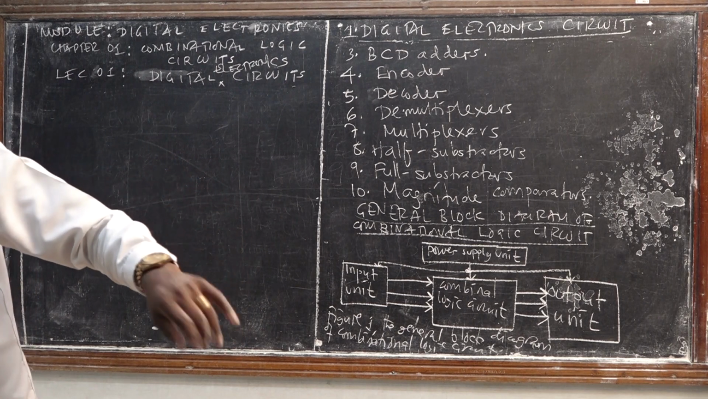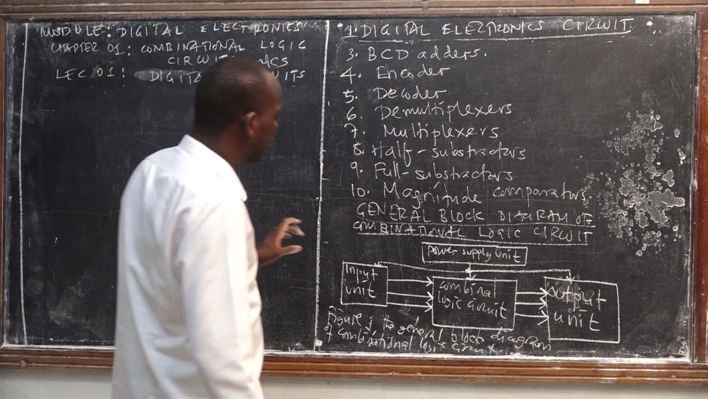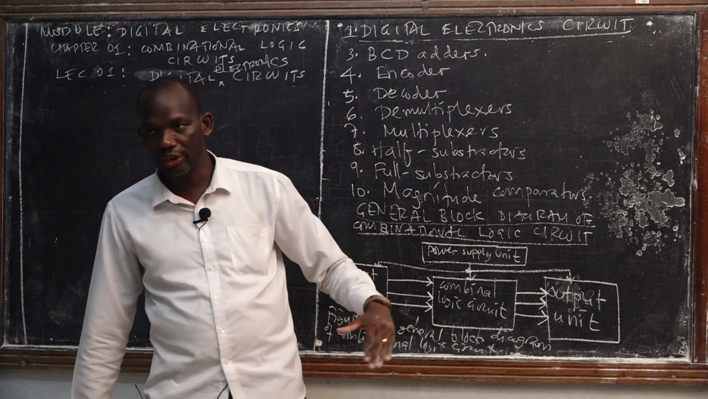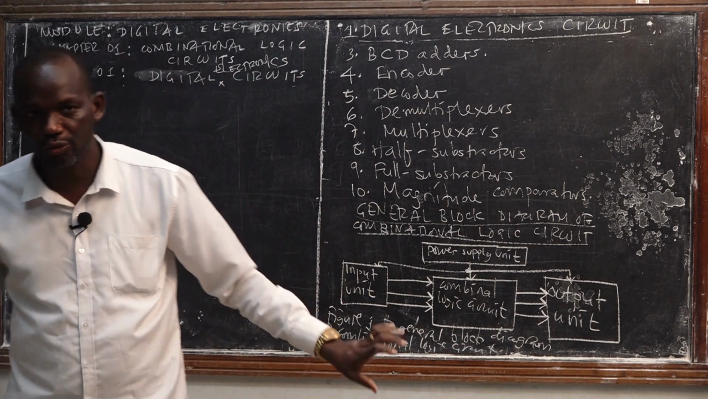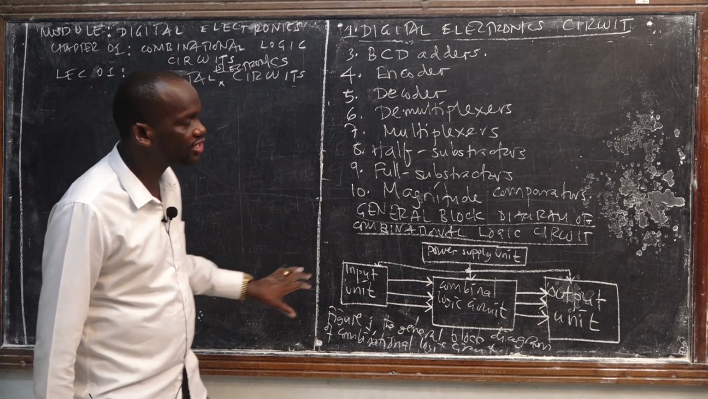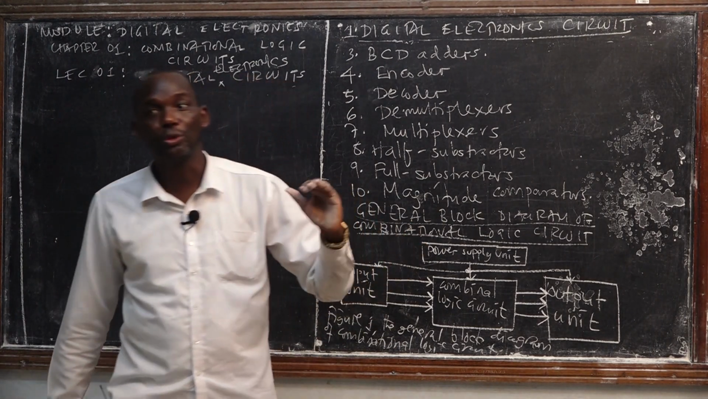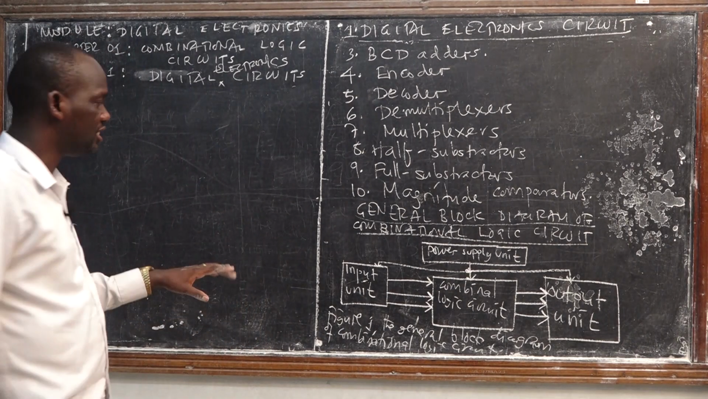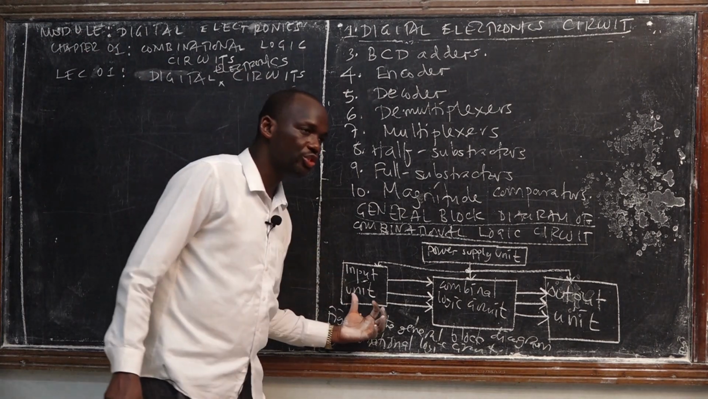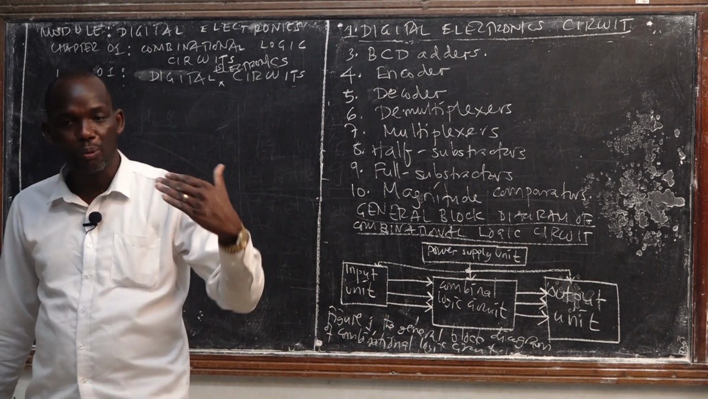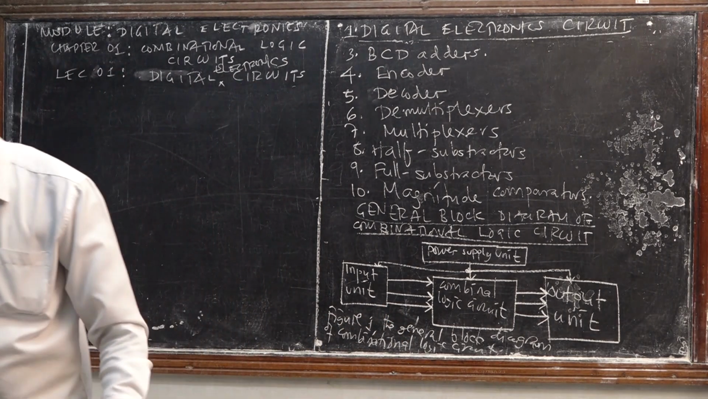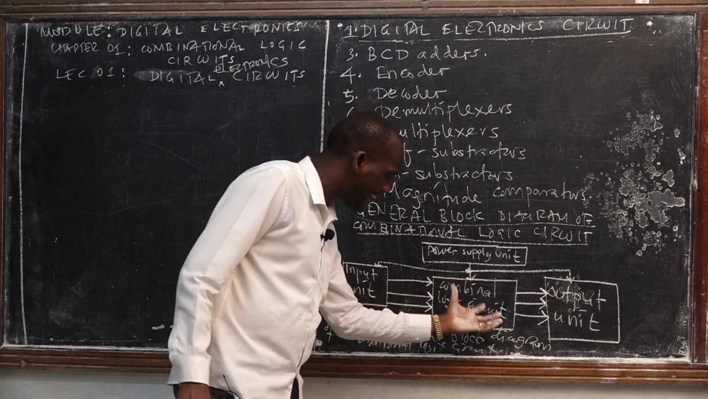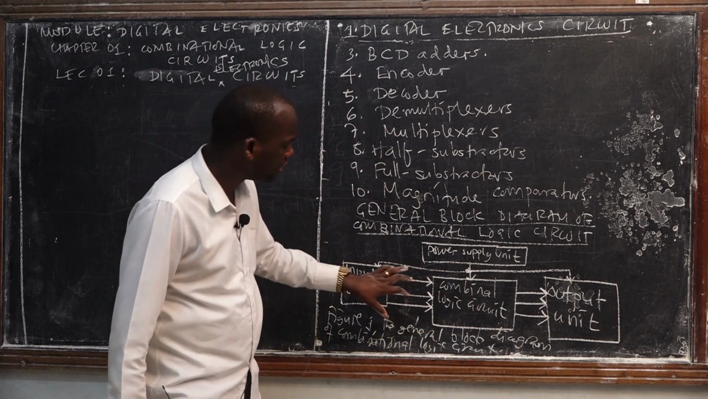Are we together? For instance, you know that if in the combinational logic circuits we have the AND gate, we know that if you have the high signal from one sensor and a high signal from another sensor, the output will be high. Are we together? If you have high signal from one sensor and low signal from another sensor, the output will be low. Are we together?